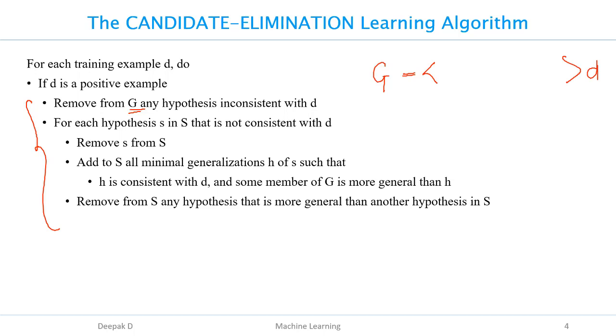The second step is, for each hypothesis in S that is not consistent with D, such a hypothesis has to be removed from S. Not only removing those hypotheses, you also have to add to the S set all minimal generalizations H of S such that H is consistent with D and some member of G is more general than H. Next, you have to remove from S any hypothesis that is more general than any other hypothesis in S. These are the steps to be performed when you have a positive example.